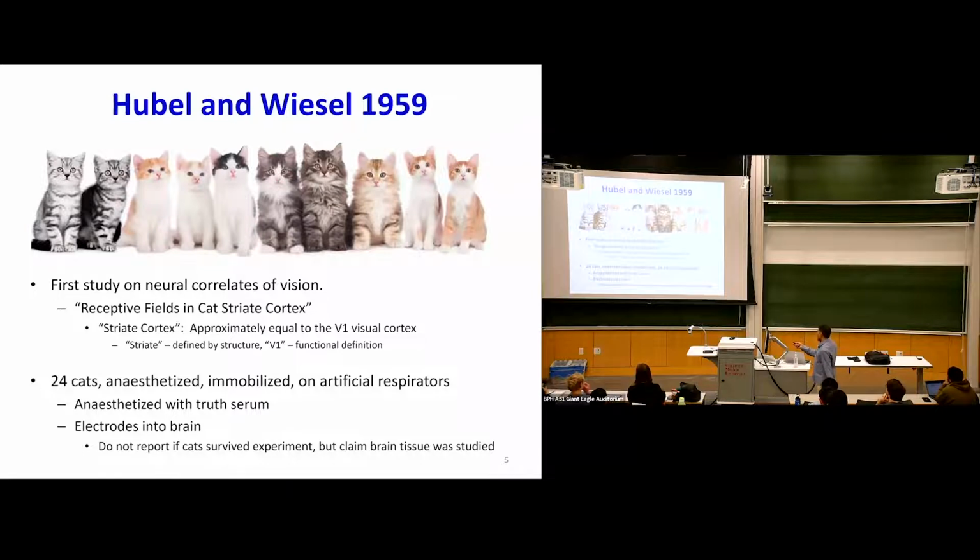They got 24 cats, not these ones, but they must have looked like this. They anesthetized them, immobilized them, put them on artificial respirators, and the anesthesia was delivered using truth serum. They stuck electrodes into the brain. They very cleverly do not tell us if the cats were killed afterwards, but they do tell us that the brain tissue was studied. So I leave that to your imagination.